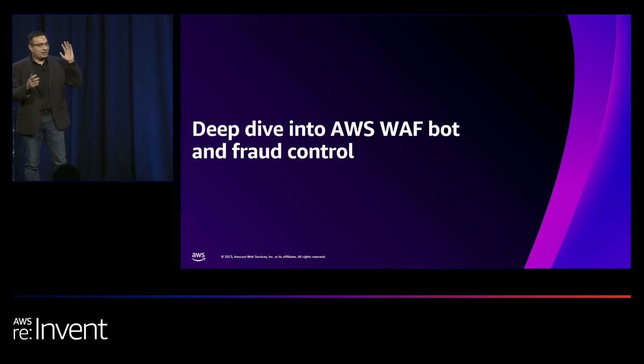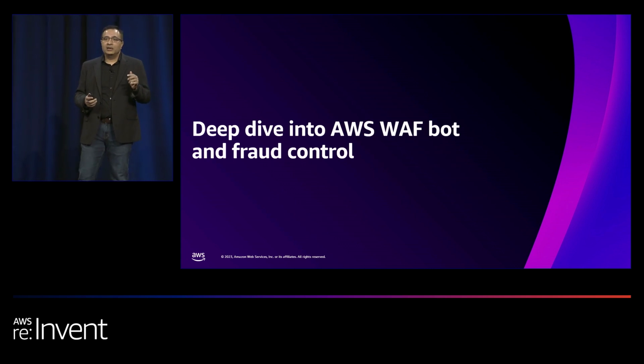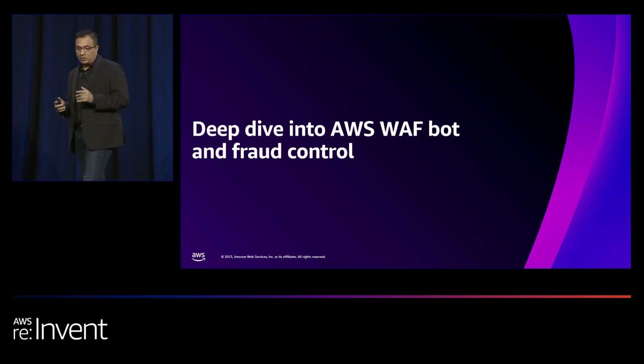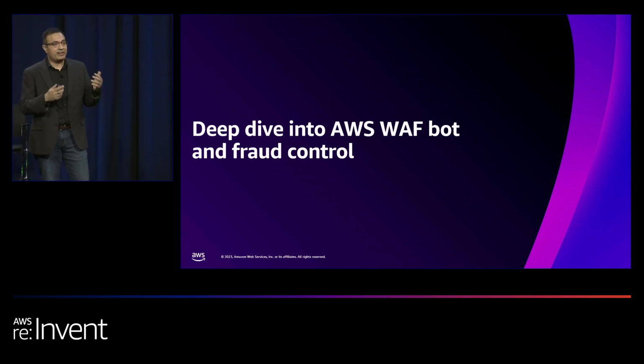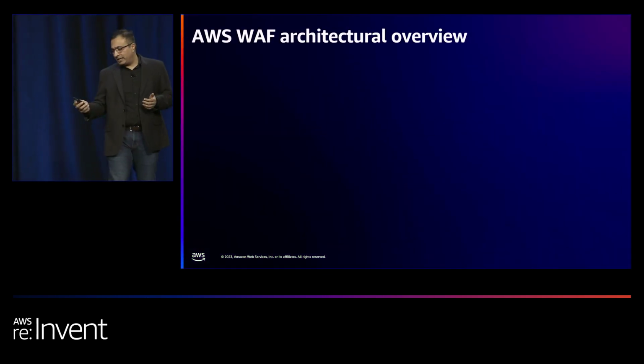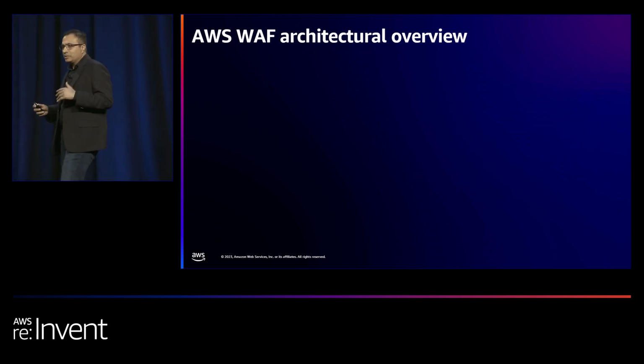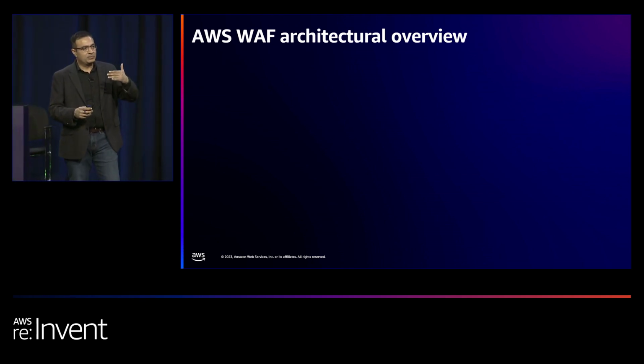All right, good afternoon, everyone, and welcome to re:Invent. After the introduction, I know you are eager to learn about how AWS WAF works to protect your applications and prevent risk that's associated with bots and fraudulent activities. So let's dive right in. I'm going to start with an architectural overview of AWS WAF. So we're going to see how a request comes and how it's handled.